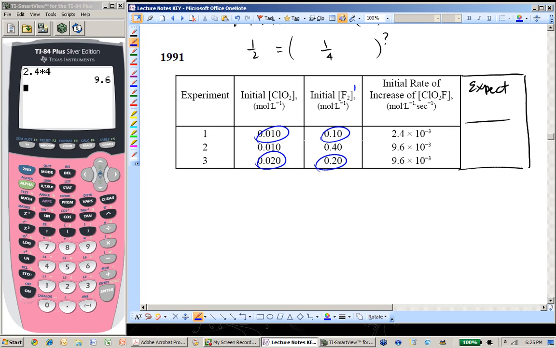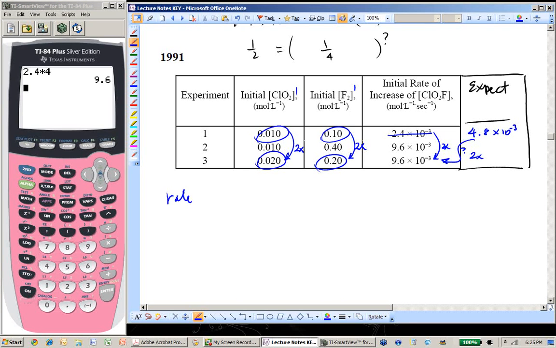I know what's going to happen because I'm doubling fluorine. When I go from here to here, I already know that that doubling is going to cause a doubling from here to here. So 2.4 times 10 to the minus 3 is automatically going to be 4.8 times 10 to the minus 3. Now that's what I'm going to compare to this. So that's a doubling. So what is this? 4.8 times 10 to the minus 3 versus 9.6, that's a doubling. So that's going to be first order.